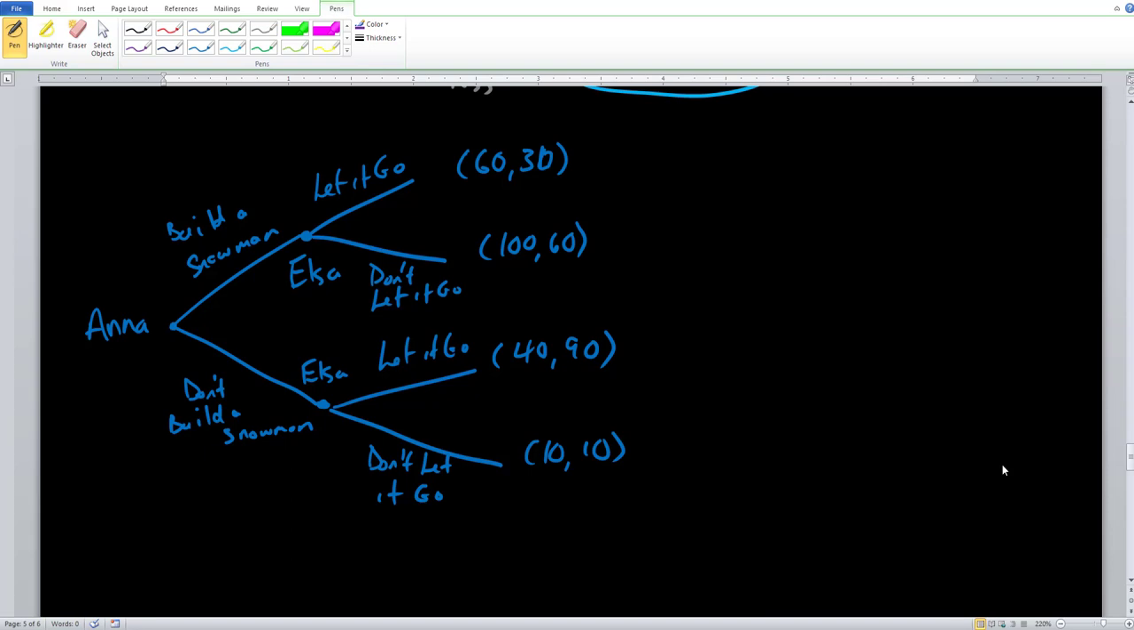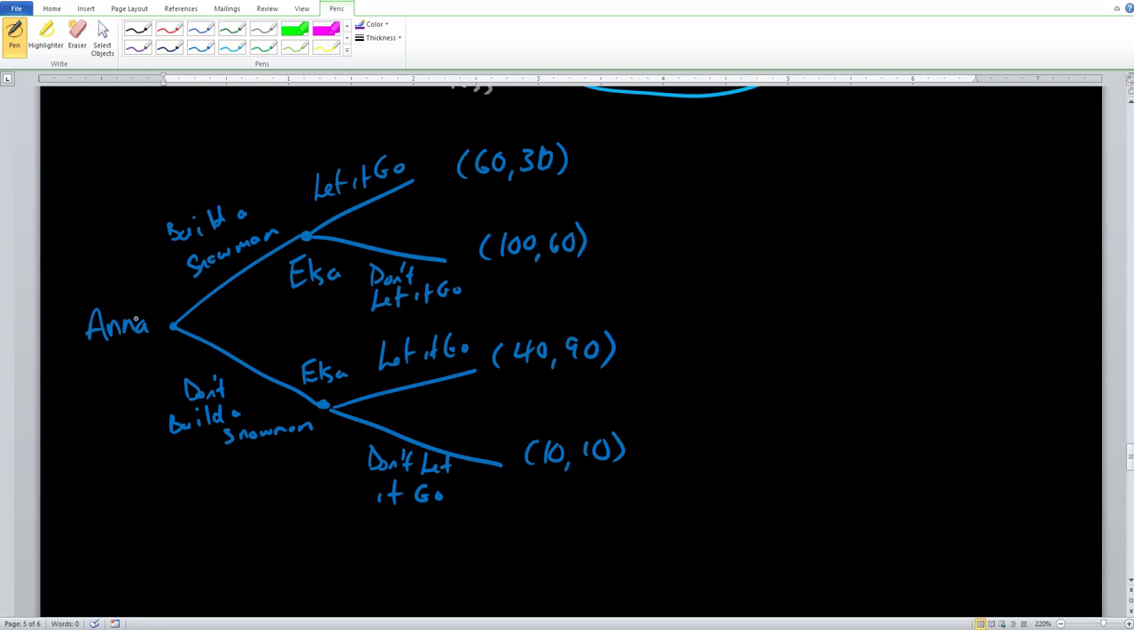So, another example of the sequential move game here for practice that I built up. Sorry for this example. Like I said, under game theory, a lot of terrible examples do come out to play. We have Anna right here. Her two strategies are to go ahead and build a snowman or don't build a snowman. And player number 2 is Elsa, who has the strategies of letting it go or not letting it go.